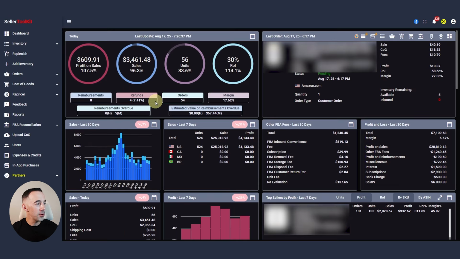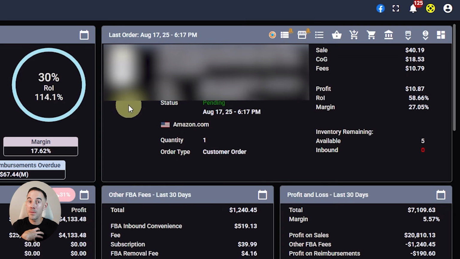Now, on top of this, we also have the last orders here, and I'm going to blur some of my information because obviously I don't want people finding the products that I'm selling. But what you can see is obviously here it says the date of the last order. It also tells you information about how much you sold it for, the cost of goods, the fees, the profit, the ROI, the margin, and your inventory remaining as well, which is really useful.